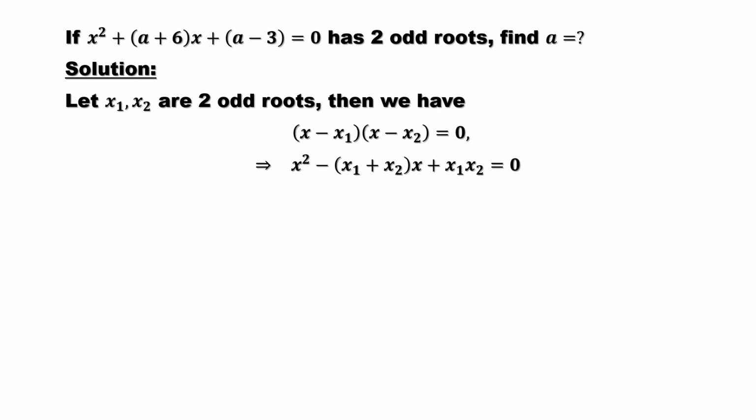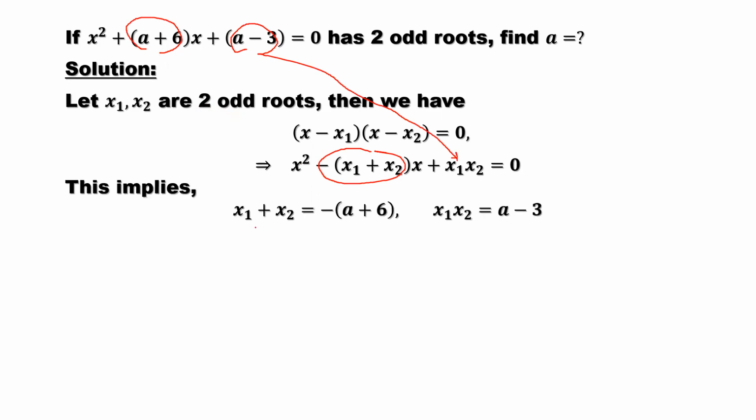So here you can see this part equal to this part, and this part equal to this part. So we have the two results here. x1 plus x2 equals negative a plus 6. x1 times x2 equals a minus 3.